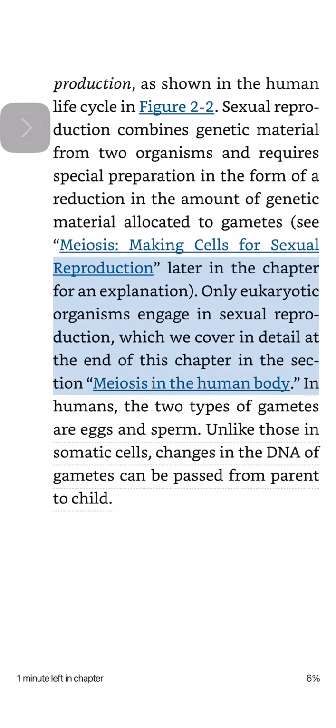Only eukaryotic organisms engage in sexual reproduction, which we cover in detail at the end of this chapter in the section, Meiosis in the Human Body. In humans, the two types of gametes are eggs and sperm. Unlike those in somatic cells, changes in the DNA of gametes can be passed from parent to child.